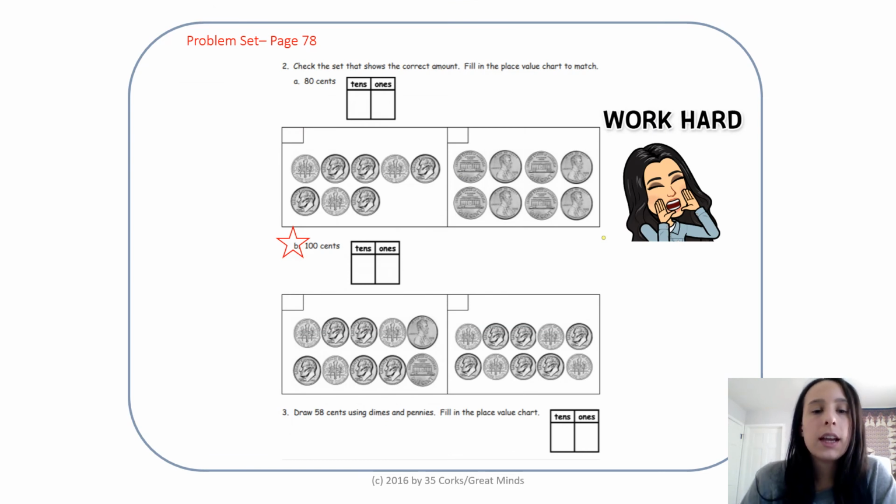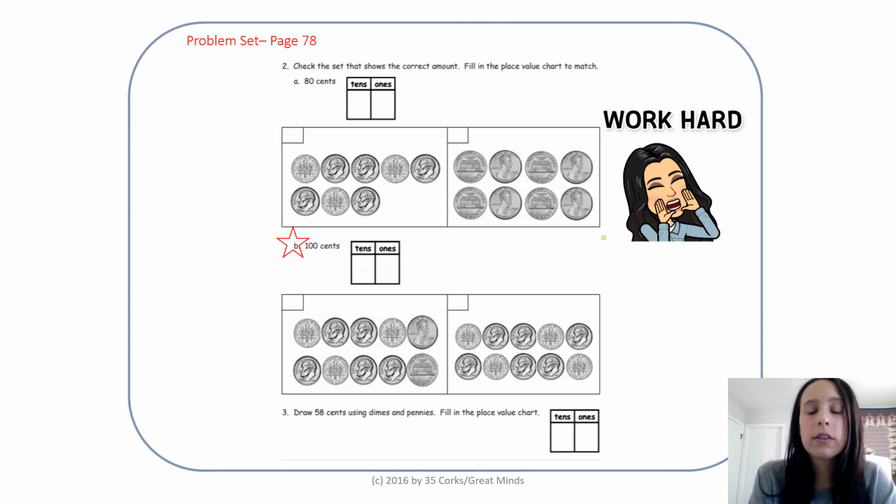On page 78, number 2 says check the set that shows the correct amount. Fill in the place value chart to match. So it says 80 cents. You're going to look in your first box. If that's 80 cents, you put a check mark in the corner. If it's not, leave it blank and go to the next box. If that's 80 cents, put a check mark, and then you fill in your place value chart.